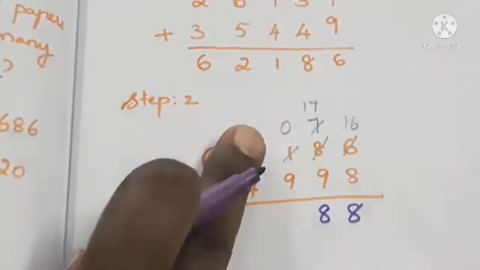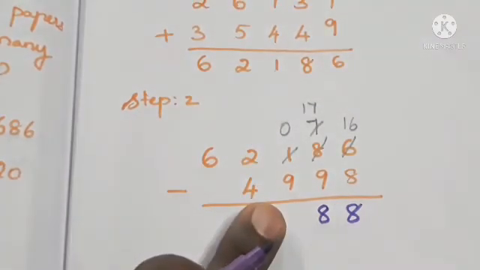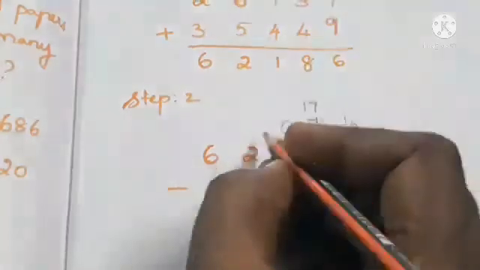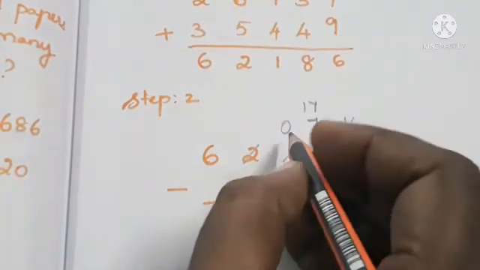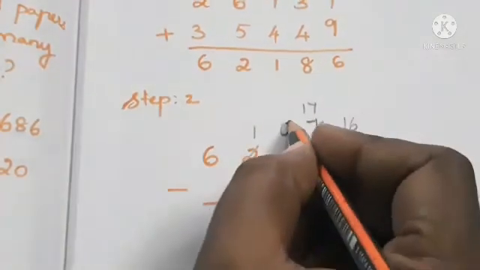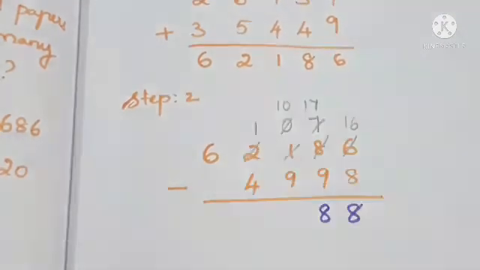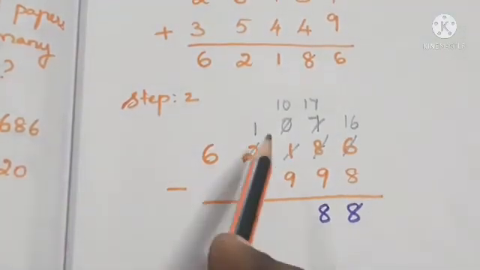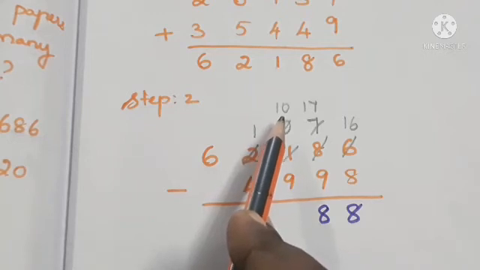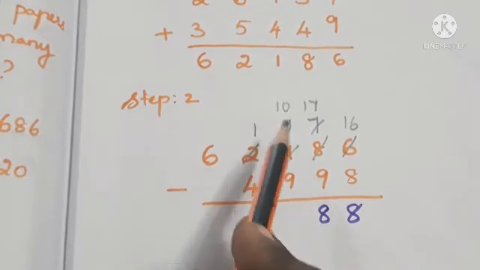Next 0 minus 9. Is it possible to subtract? No, isn't it? So we have to borrow a number from the next one. So if you borrow a number from 2, 2 will change to the before number, that is 1. 2 before number is 1. And the 0 will be changed to 10 now. Okay. Isn't it? We have to write a 1 to the left of the given number. So 0 and 1 will change to what? 10 now. Okay. So 10 minus 9.